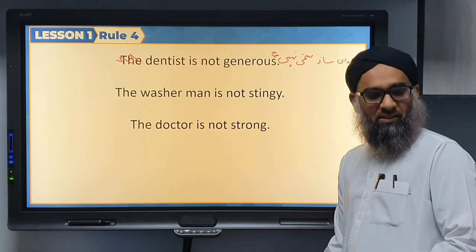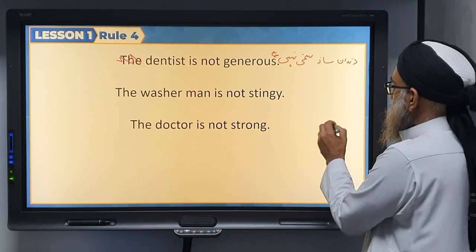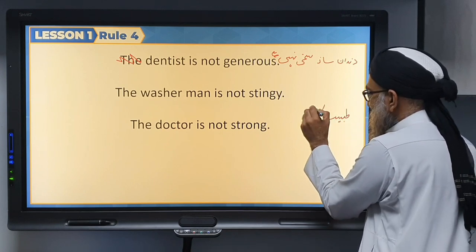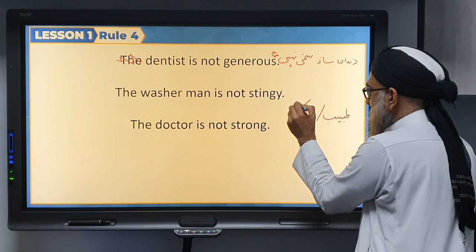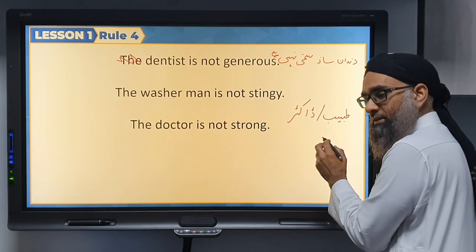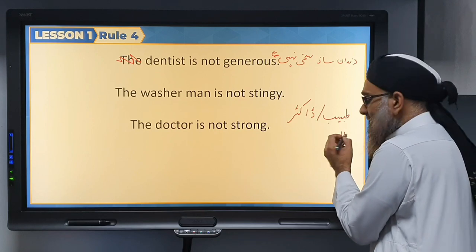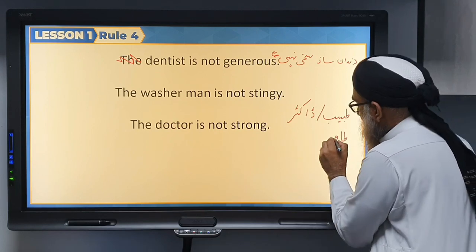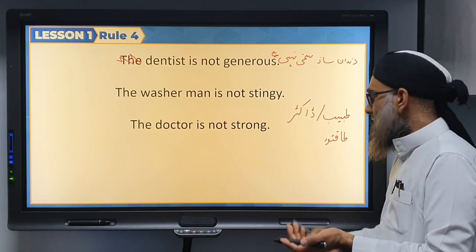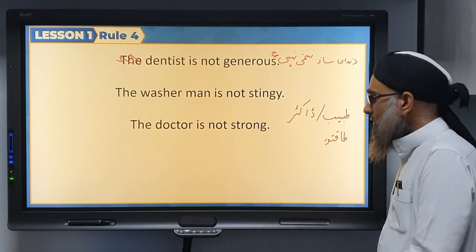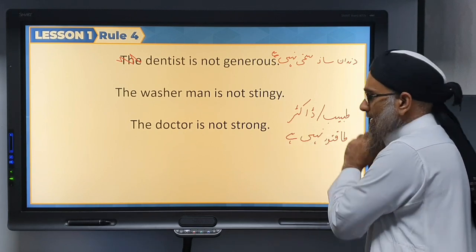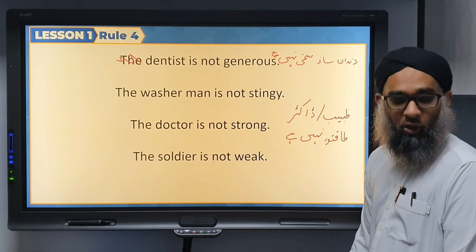The doctor is not strong. You can say doctor as one, or you can say tabib. I'm not sure what's in the book. Tabib or doctor. What can you say here? Taqatwar. What's taqa, even in Arabic? Taqat, and the word war is one of those endings that has the meaning of possessor. Tabib, doctor, taqatwar nahi hai. Okay. The soldier is not weak, soldier is?